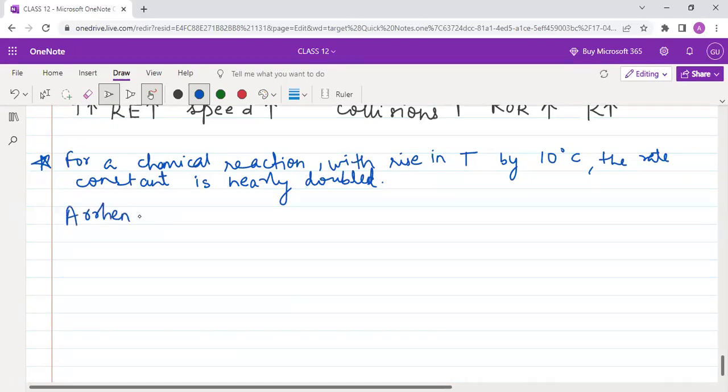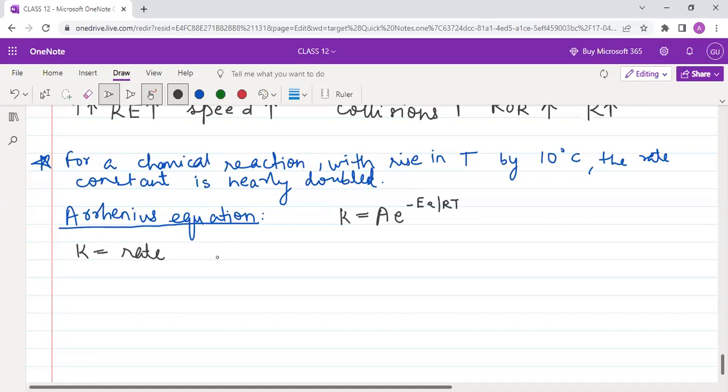That equation is called the Arrhenius equation because it was given by Arrhenius. Do you remember the equation? It is K is equal to A e to the power minus EA by RT. So this gives the relationship between rate constant and temperature. K is the rate constant. What is T? Temperature. What is R?